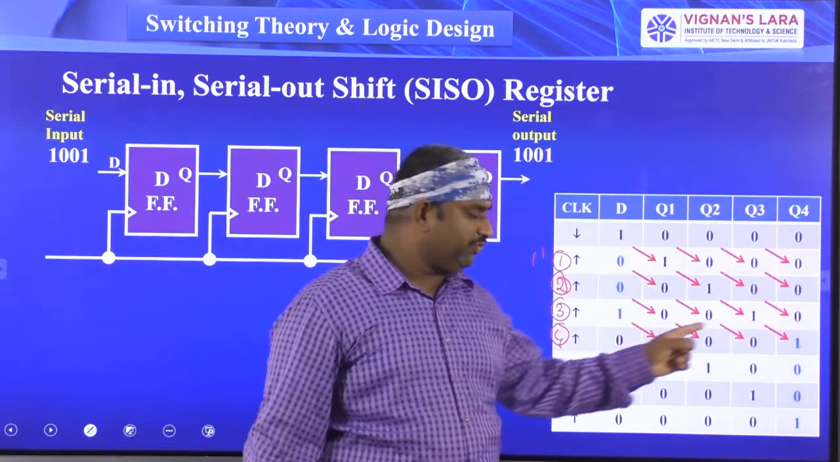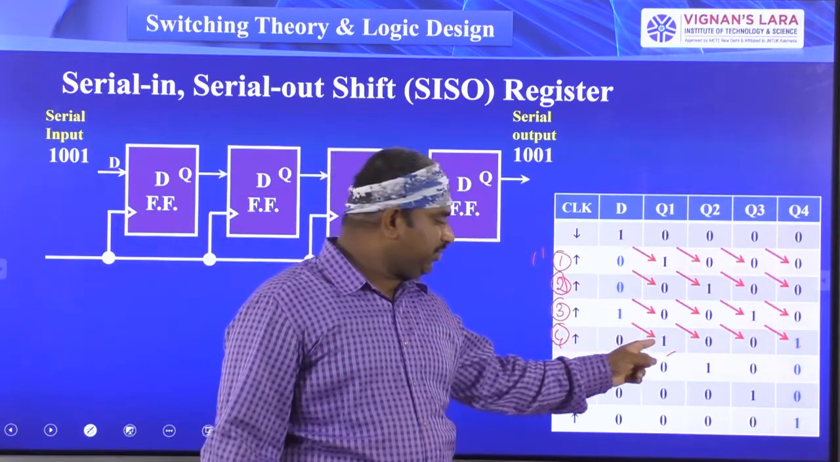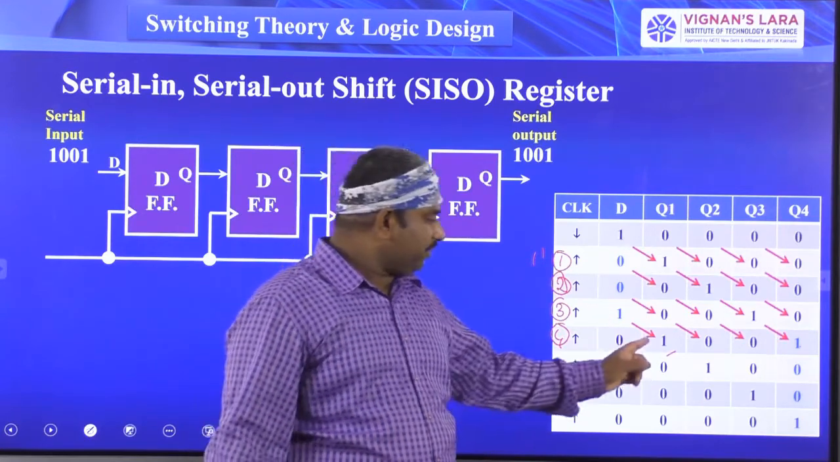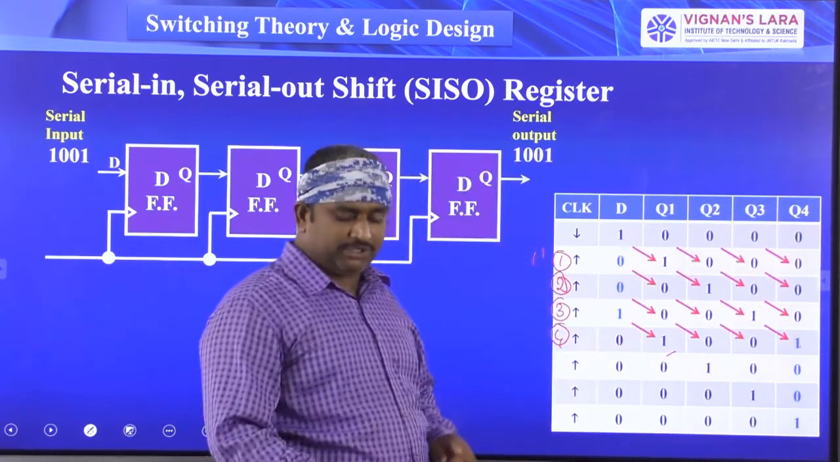In this way, the output is shifted. And at the first D flip-flop, the input is equal to 1. That is shifted to the first flip-flop output. First flip-flop, second flip-flop, third flip-flop, fourth flip-flop: four flip-flop outputs are represented here.